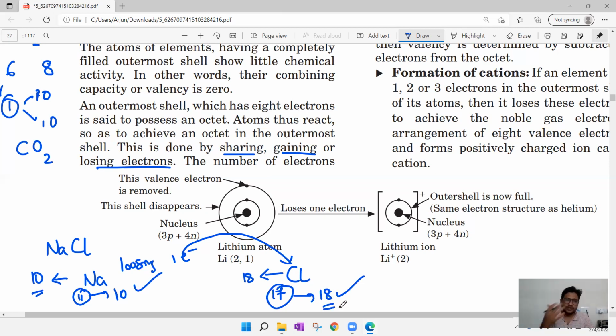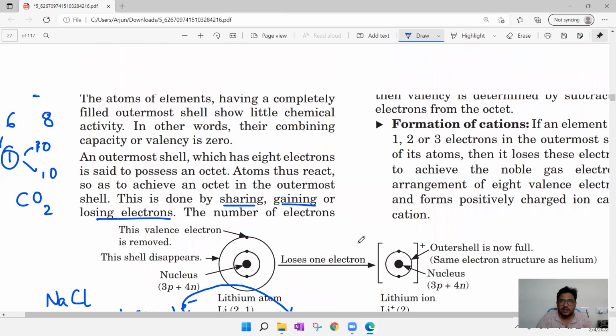Like that, elements will be losing electrons to get stable, gaining electrons to get stable, sharing electrons to get stable. Clear-cut information you will be getting in 10th class but not in 9th. So just try to understand the concept. Here they have also given some examples, lithium. Okay, this we'll discuss.